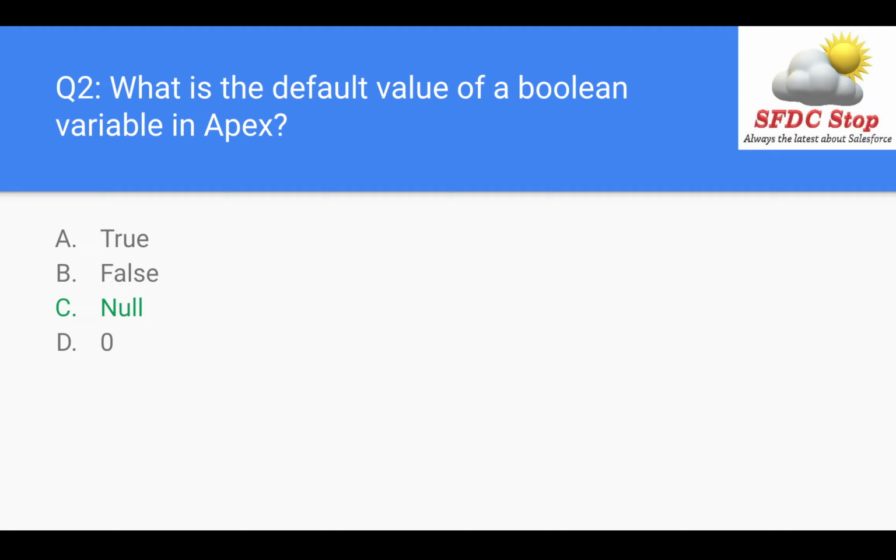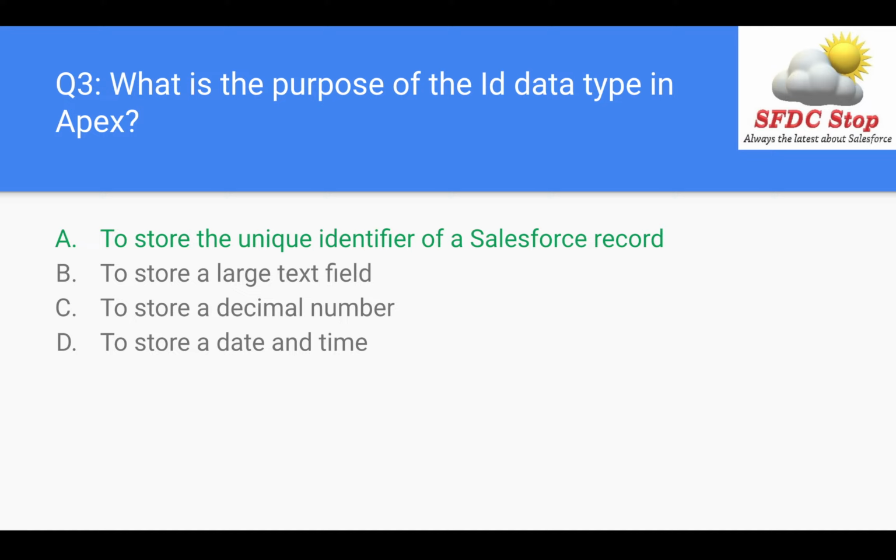What is the purpose of ID data type in Apex? Option A, to store the unique identifier of a Salesforce record. Option B, to store a large text field. Option C, to store a decimal number. And option D, to store a date and time. So the ID data type is used to store unique identifier of a Salesforce record. This is correct, Saurabh. Let's move on to the next question.